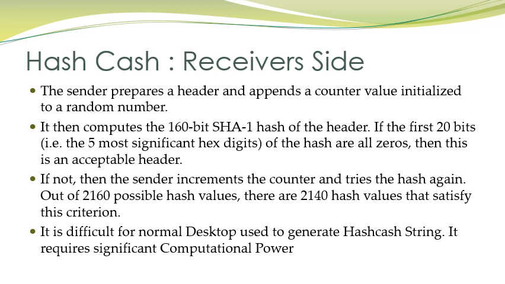It calculates a 160-bit hash, and the first 20 bits of the hash should be 0. If the first 20 bits are not 0, then it will increment the random counter and again calculate the hash value. This process is repeated until the sender gets a hash value in which the first 20 bits are 0. If the first 20 bits are 0, then that hashcash, or hash stamp, is acceptable.